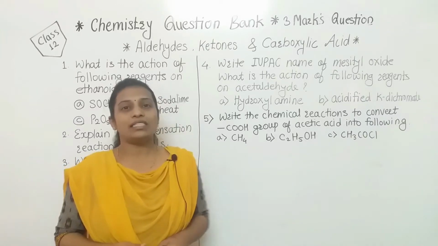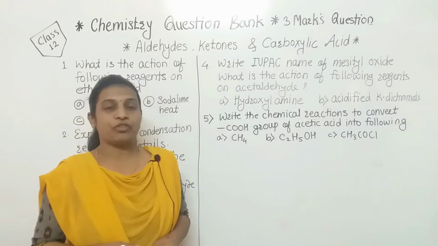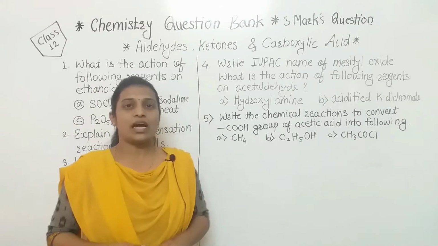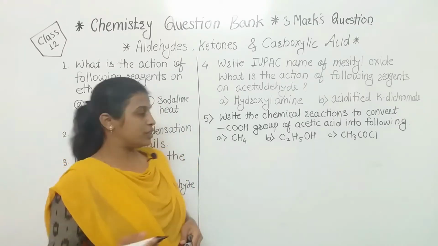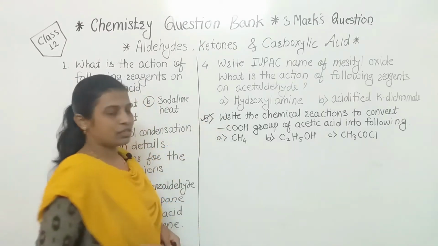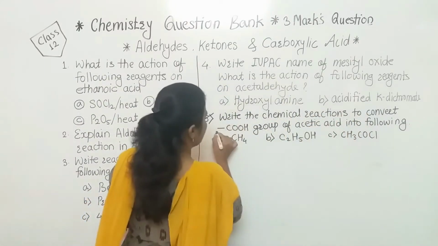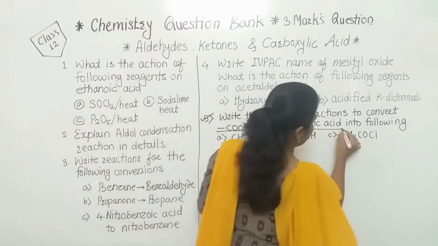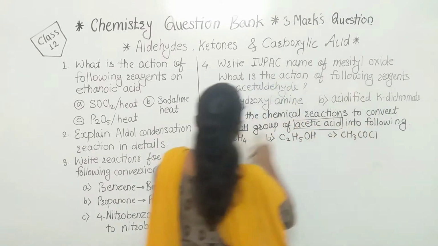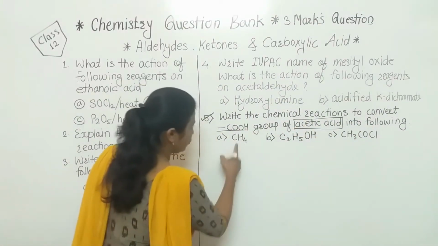Hello बच्चों, आज हम start कर रहे 3 marks questions from the aldehydes, ketones and carboxylic acid topic. So in that we are going to start with this last question. What is that? Write the chemical reactions to convert COOH group of acetic acid into the following. Let's start with the first reaction.